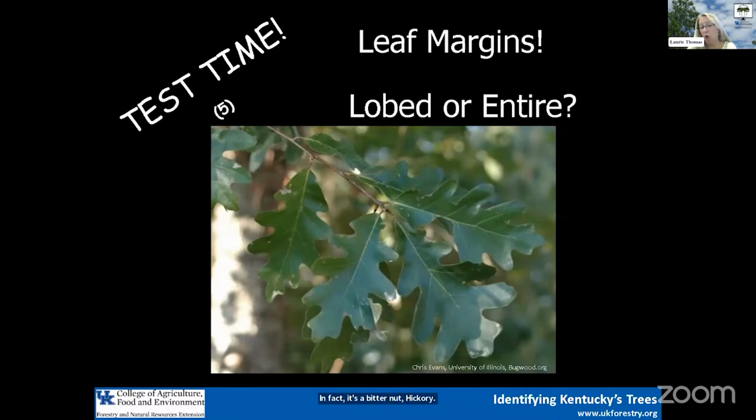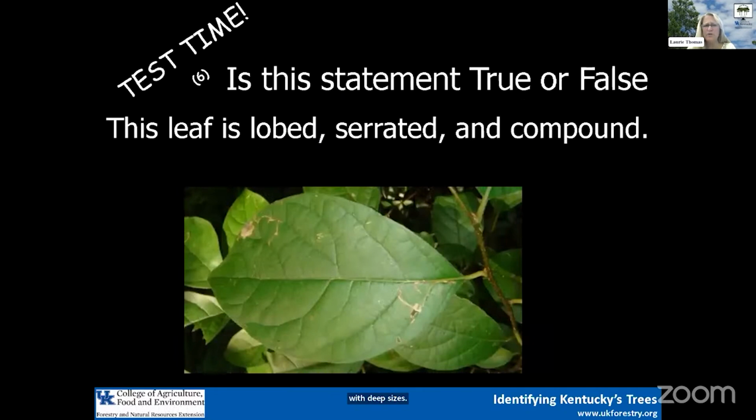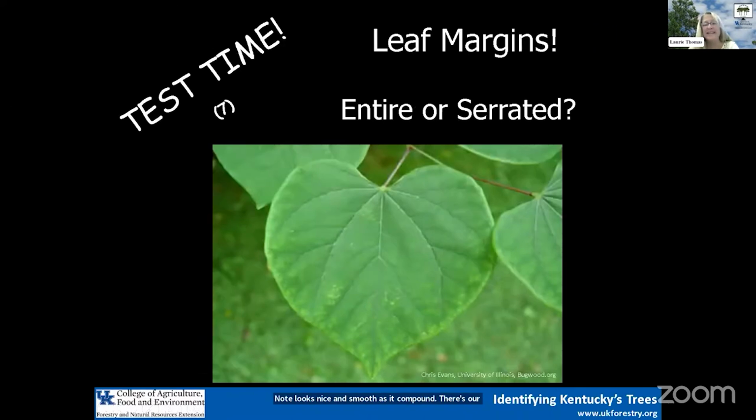Are our margins lobed or entire? This was an example. So we've got nice rounded lobes with deep sinuses. In fact, it's a white oak, so it's lobed. Is this statement true or false? This leaf is lobed, serrated, and compound. Do we see lobes? No, it seems entire. Do we see serrations? No, it looks nice and smooth. Is it compound? There's our bud. Here's our little leaf stem, and there's one blade. So it is false. All right, is this leaf entire or serrated? Well, we don't see any serrations on that. Looks nice and smooth. So we've got an entire leaf.